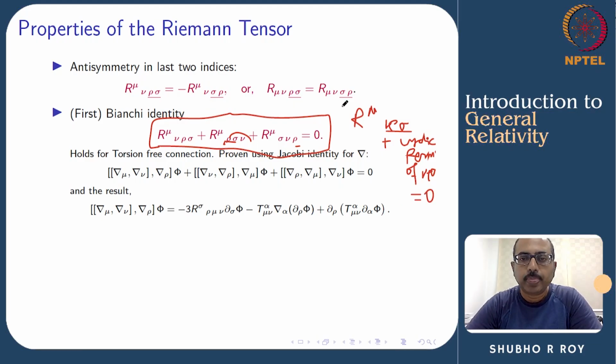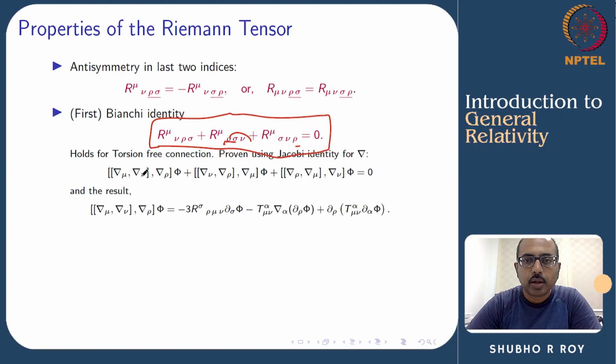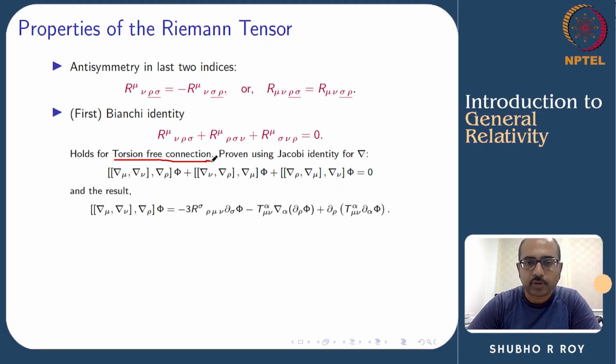So where does this come from? It turns out this only holds if you have a torsion-free connection. So this is not true in general. If you are using some connection which is not torsion-free, that curvature, which is derived from a non-torsion-free connection, will not satisfy the first Bianchi identity.